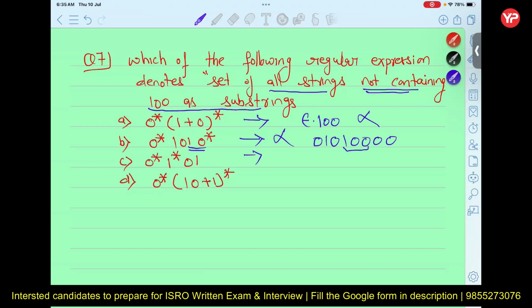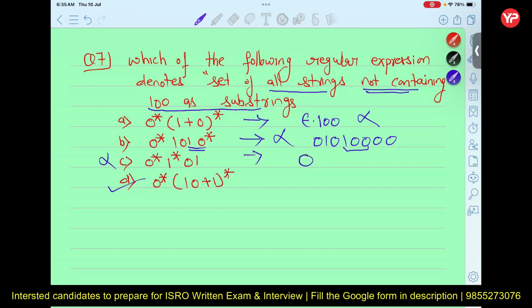But the point is, the question says all such strings which do not contain 100. We have a string 0 which doesn't contain 100 as a substring. But this is not generated by my option C. That's why it is false. So D is the correct answer because every string which doesn't contain 100 as a substring is generated by option D. That's why D is true.